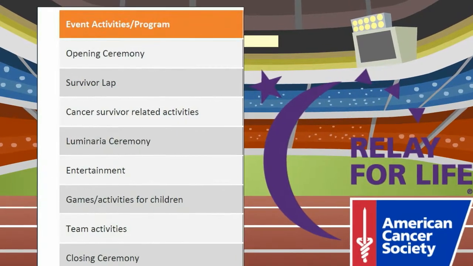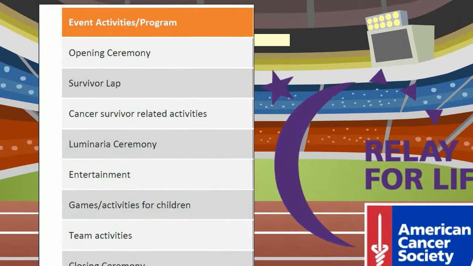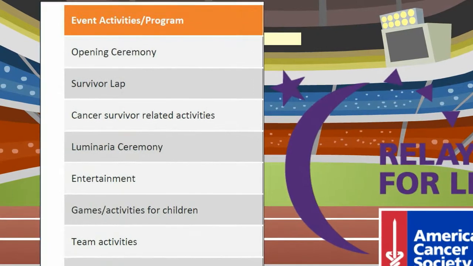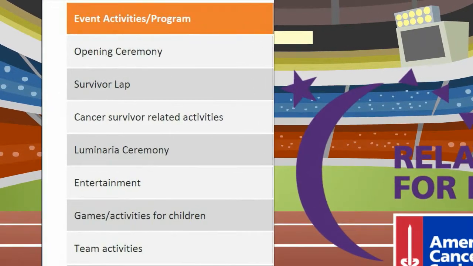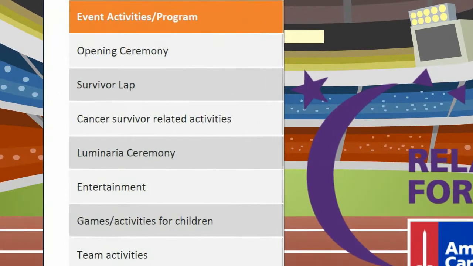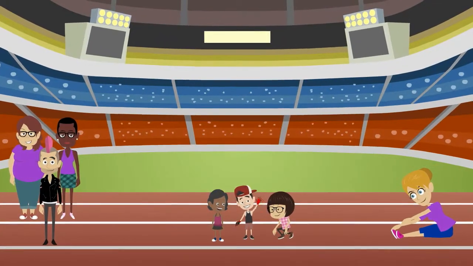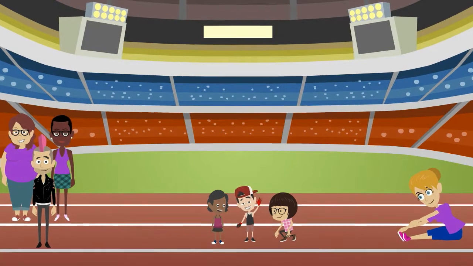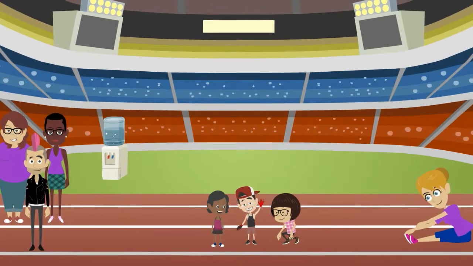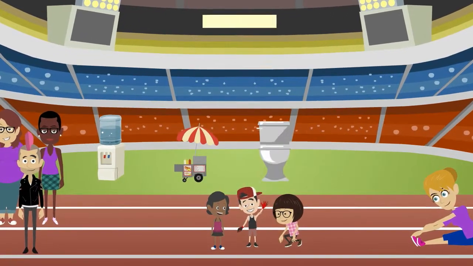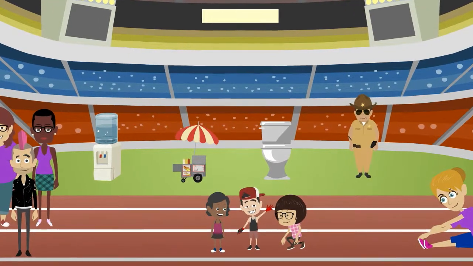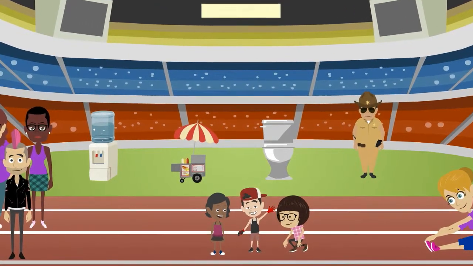The second is event activities. The specifics in this area are things like the Survivor Lap, the Luminaria ceremony, and activities for children, to name just a few. It's also a great idea to focus on the basic human needs. Think about things like water, food, restrooms, and the need to feel safe. How is your event doing in those areas?